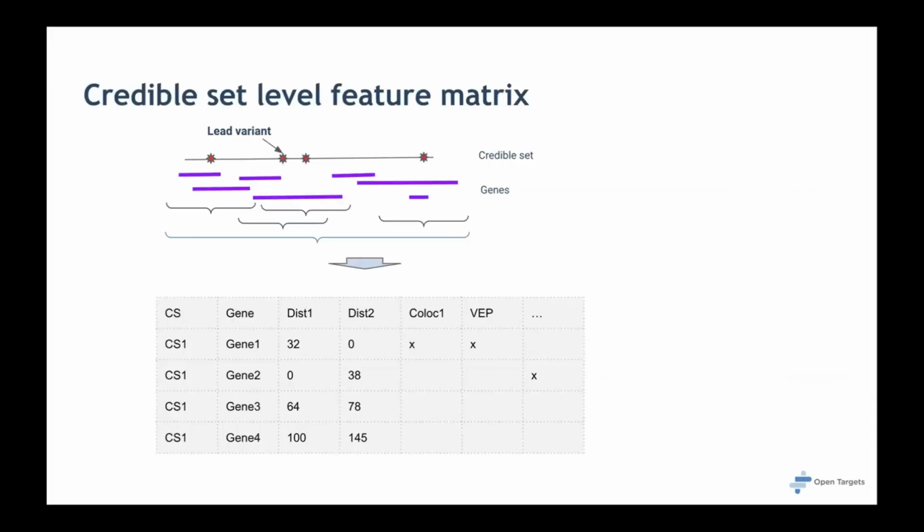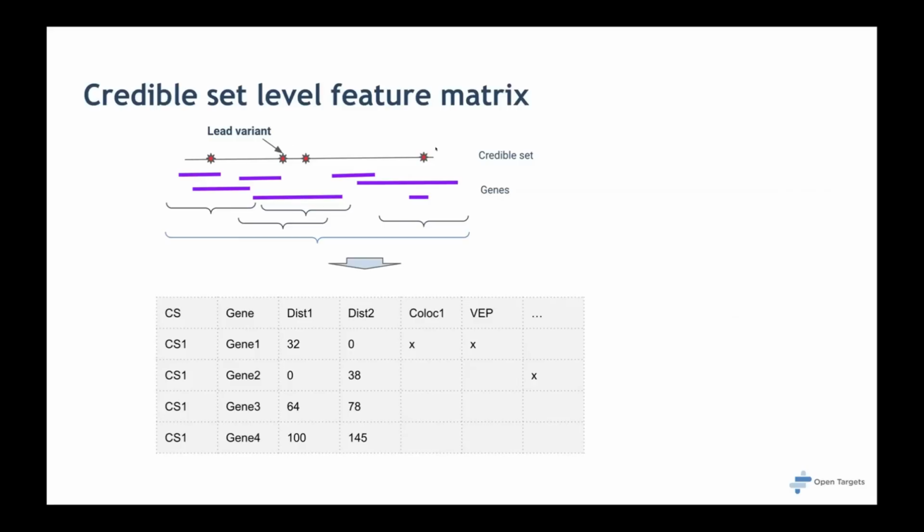So this slide just simply visualizes how exactly we create the credible set level feature matrix. So in this very dummy example, we have a credible set with a size of 4, with a lead variant, and it's probably going to be used as a sentinel variant for this credible set. We have a lot of genes, so we simply select all genes around all variants in credible sets.